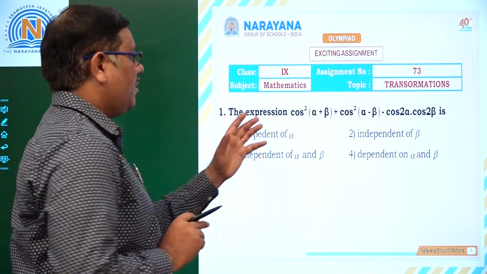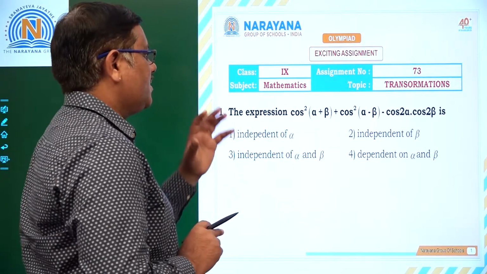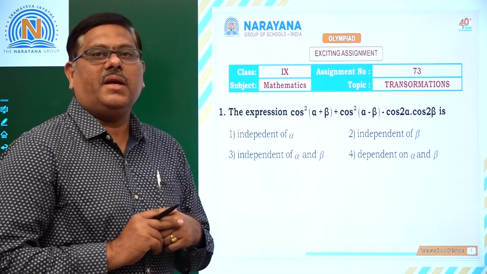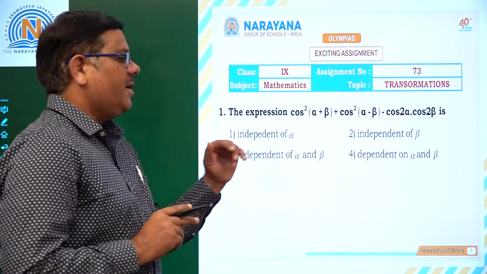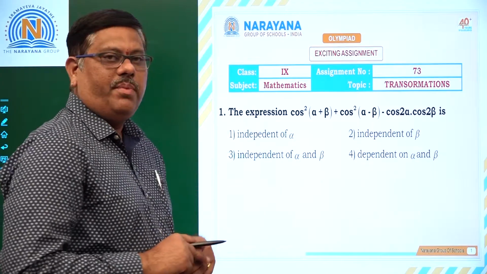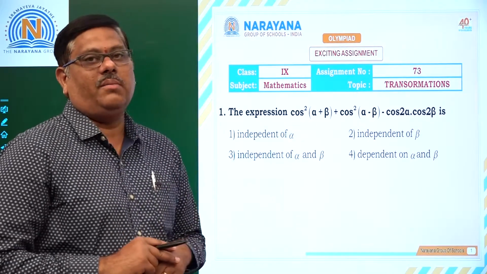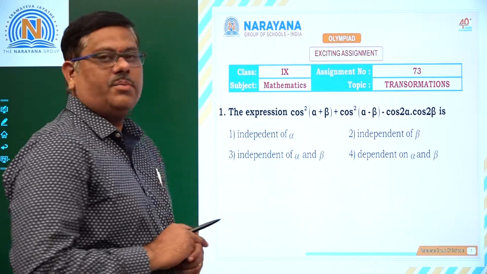The expression cos square (alpha plus beta) plus cos square (alpha minus beta) minus cos 2 alpha into cos 2 beta is. We are given four options: independent of alpha, independent of beta, independent of both alpha and beta, dependent on both alpha and beta. So which is the right option we have to verify.